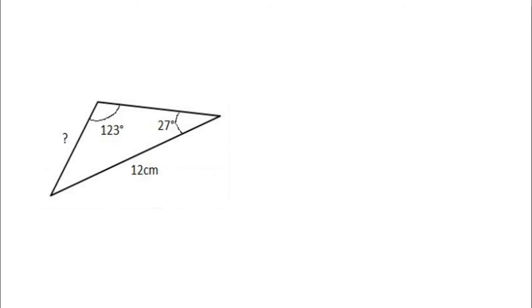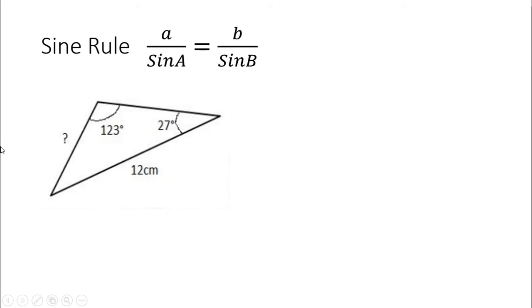This time we're given two angles and one side, and we're looking for another side. Sine rule or cosine rule? You've got a pair here, these two go together, and these two go together. That's the sine rule, and we're looking for a side, so sides on top. Go ahead and set up your formula, substitute into it, and rearrange to find out what that question mark is.